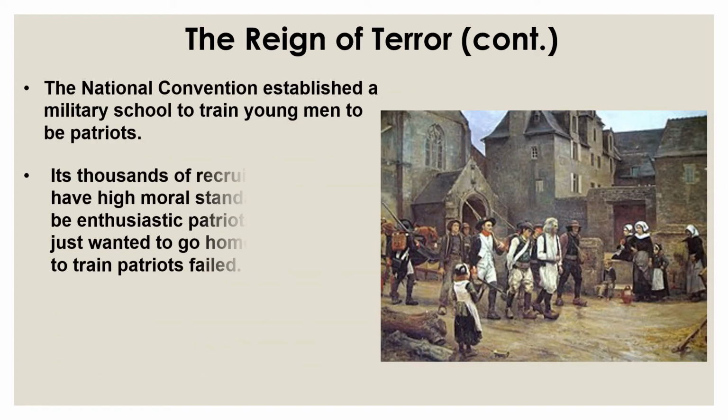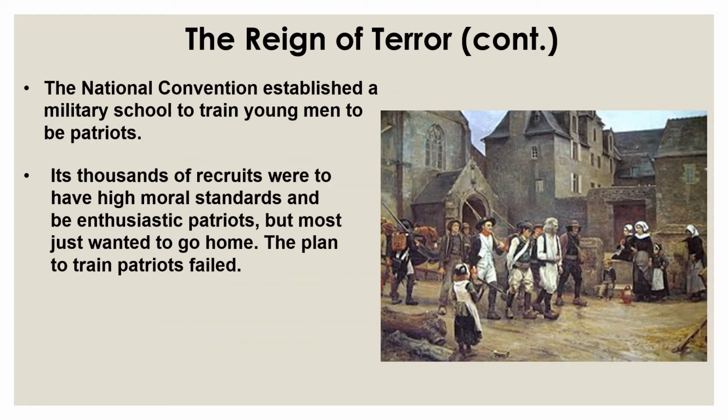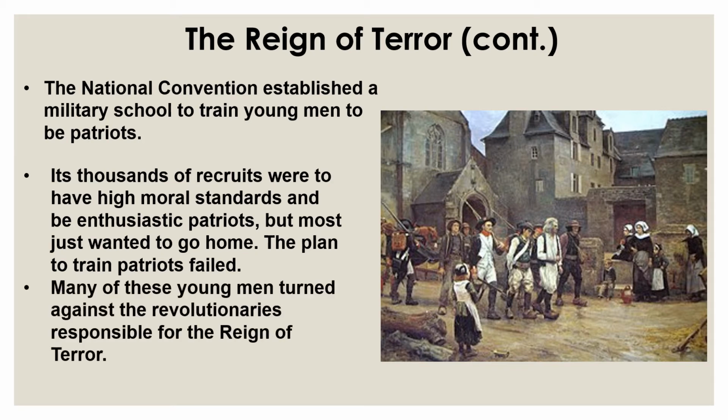The National Convention eventually established a military school to train young men to be patriots, to serve in the new National Guard that would have to continue to fight this war against the rest of Europe, to maintain French sovereignty and to make sure that the revolution stayed alive. Its thousands of recruits were to have high moral standards and be enthusiastic patriots for the revolution, but most of them just wanted to go home. The plan to train patriots ultimately failed. Many of these young men turned against the revolutionaries responsible for the Reign of Terror.